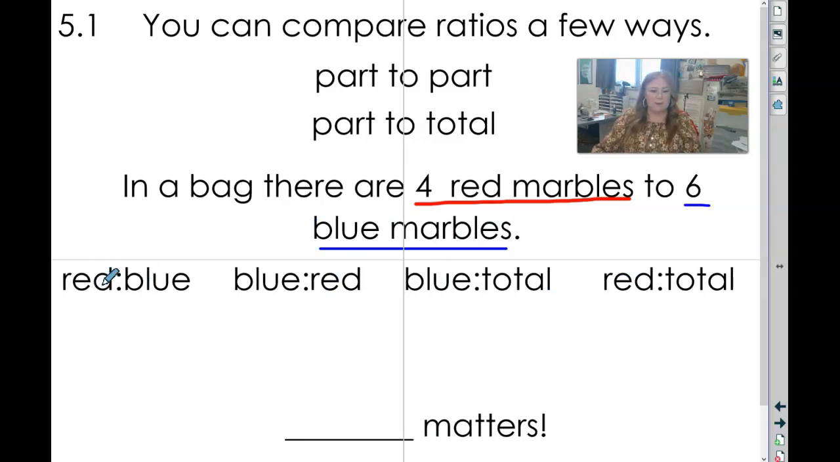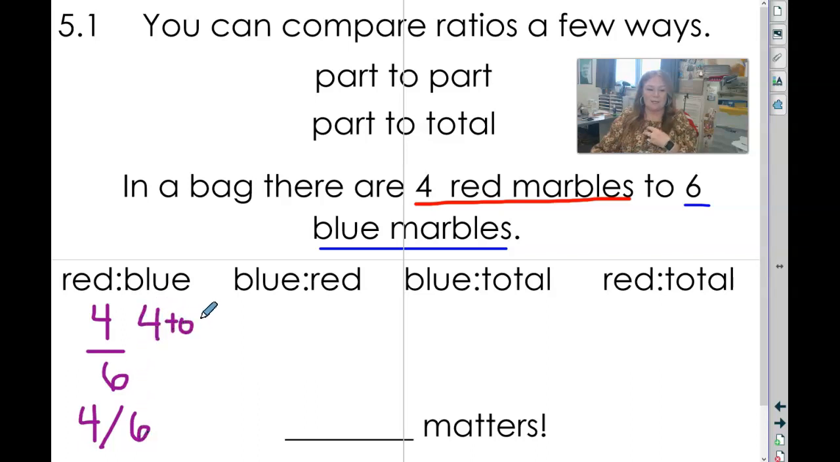First, this one wants red. How many are red? 4. And I'm going to write them as a fraction. Out of the blue is 6. So 4 compared to 6. And it has to go in the right order. I can write it sideways. I could say 4 to 6, or I could write it as a fraction. Different ways to write the same problem.